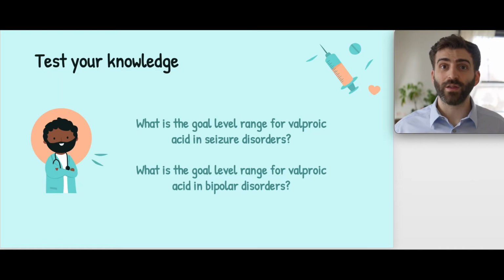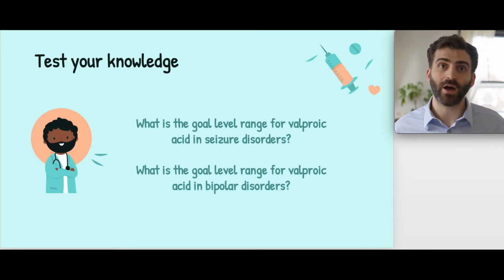So just like how lithium has a level range that we target, so does valproic acid. First question: what is the goal level range for valproic acid in seizure disorders, and what is the goal level range in bipolar disorders? Take a minute to pause and think about it. The goal level range for seizures is 50 to 100, whereas the goal level range for bipolar disorders, as listed in the package insert, is 50 to 125.